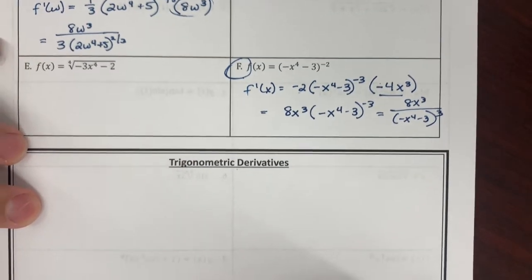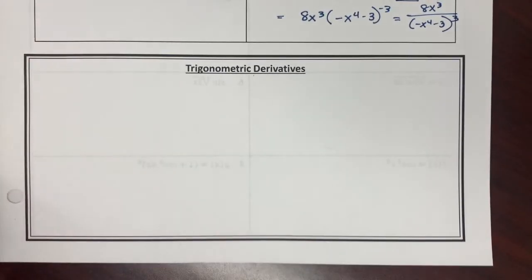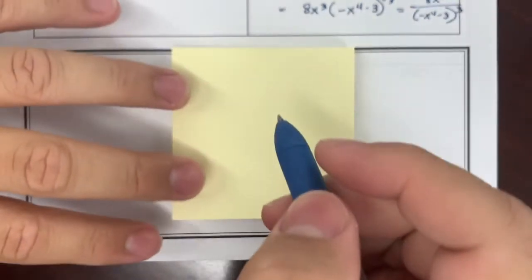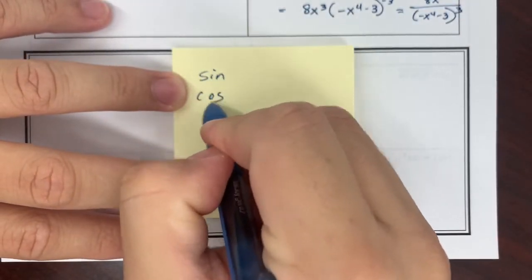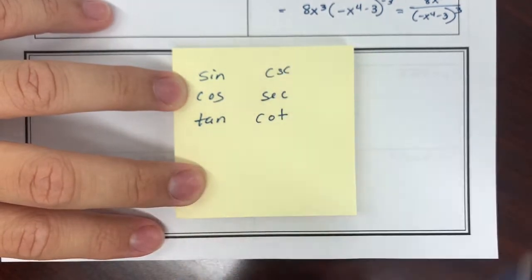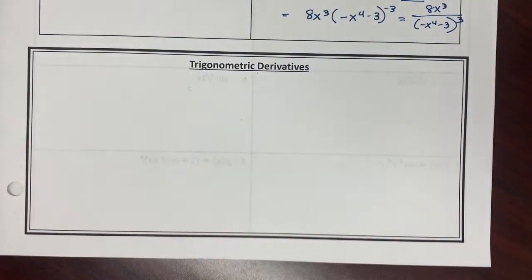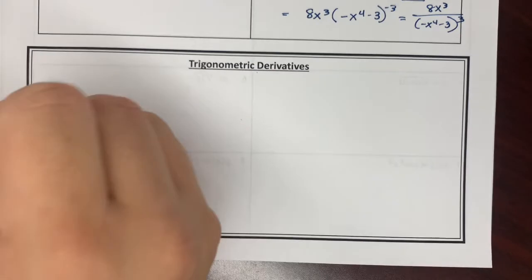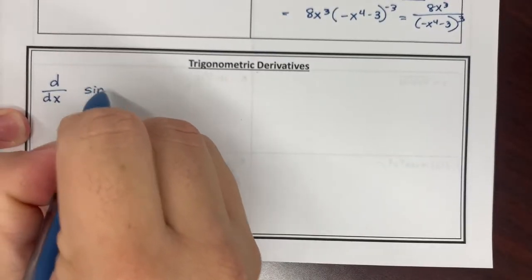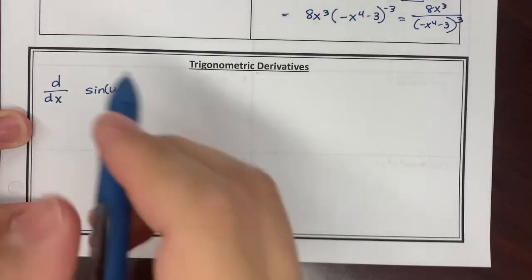I'm going to move on to trigonometric derivatives. With the trigonometric derivatives, obviously we should know what our main 6 trig functions are. We have sine, cosine, tangent, and then we have cosecant, secant, and cotangent. If we want to find the derivative of those, it's just a set of rules you've got to remember. So if I wanted to take the derivative of sine of, and I'm going to use u for now, I think it'll make it easier to explain some of these.